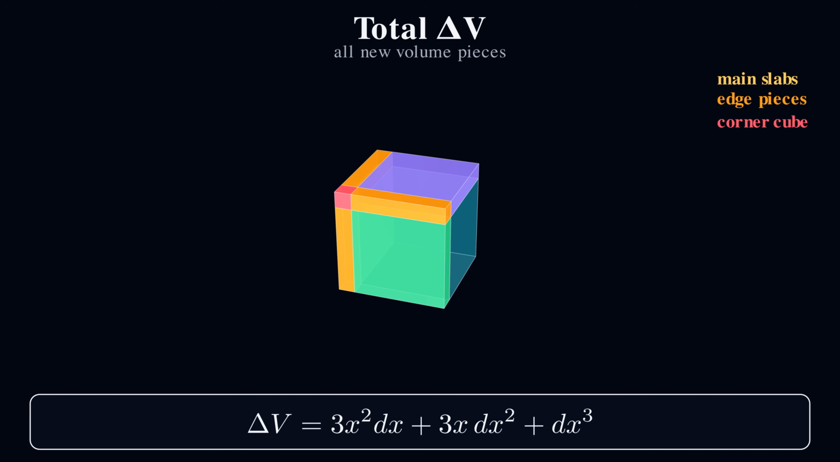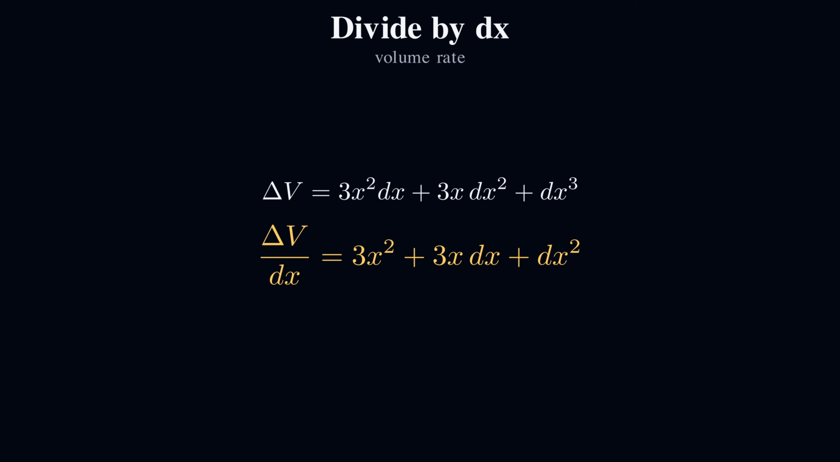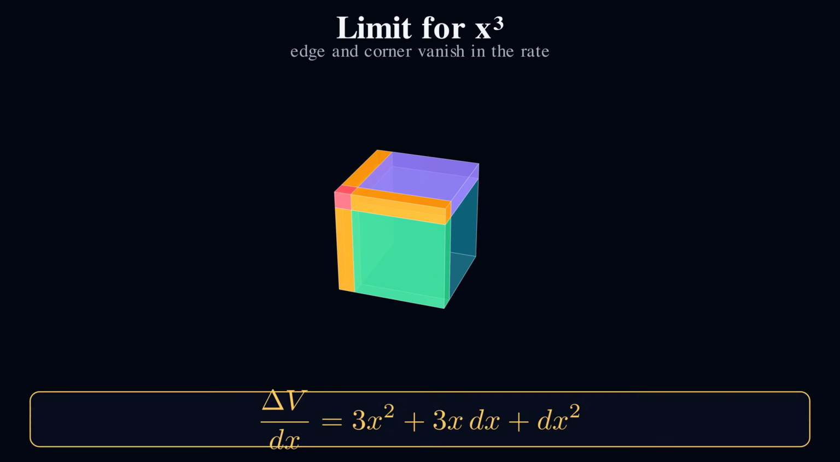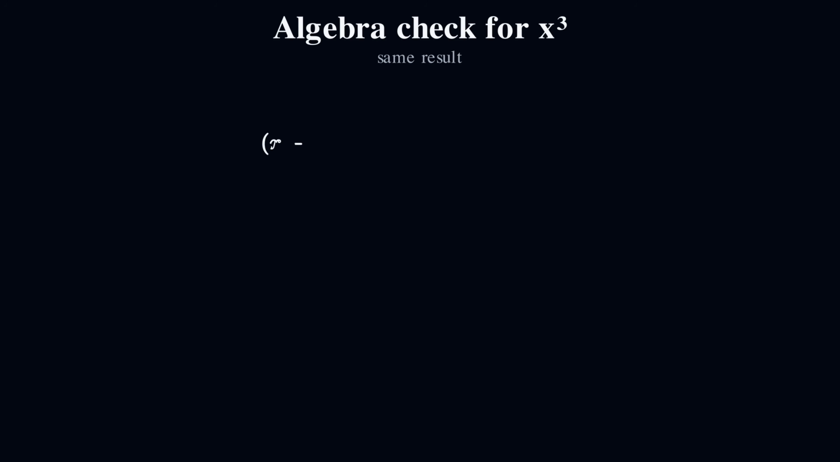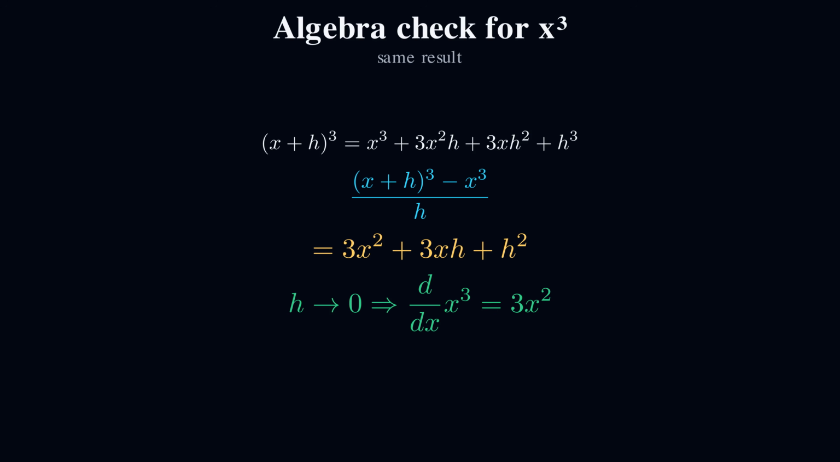To find the rate of volume change with respect to side length, divide delta V by dx. This gives 3x squared plus 3x dx plus dx squared. Now let dx approach 0. The edge and corner terms are present for finite dx, but in the limiting rate they vanish. What remains is 3x squared. The algebra confirms the geometry. Expanding (x plus h) cubed gives x cubed plus 3x squared h plus 3x h squared plus h cubed. After subtracting x cubed and dividing by h, the limit is 3x squared.